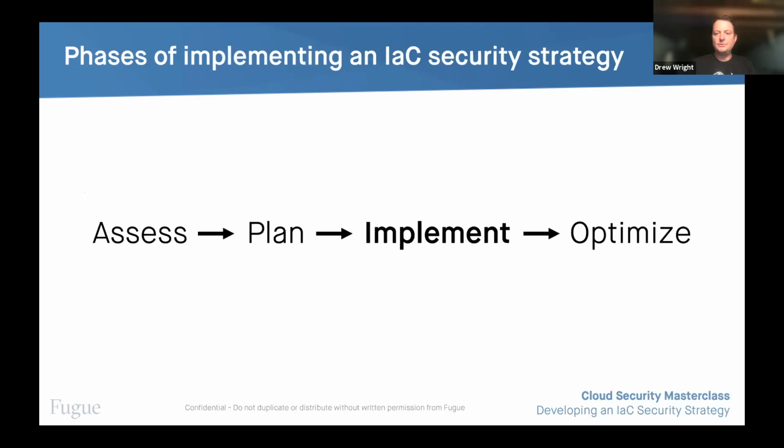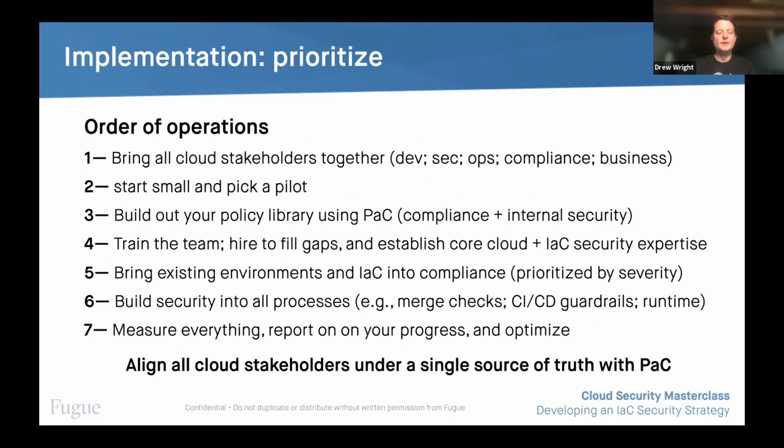So let's get to implementation. We're not going to dig in too deep here. This is a bit of a view of what might be coming in a future masterclass. But what we want to look at is your order of operations. Once you've asked all these questions, you've done your selection analysis, and you're ready to move forward and implement your infrastructure as code security holistically, with all of your cloud security in mind, this is a general order that you want to operate in.